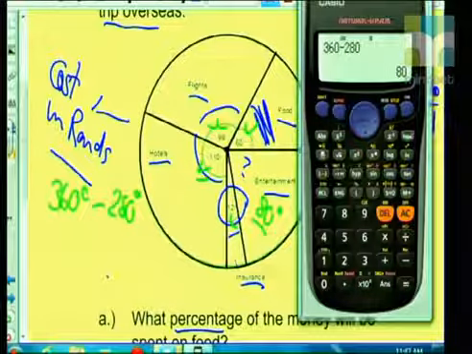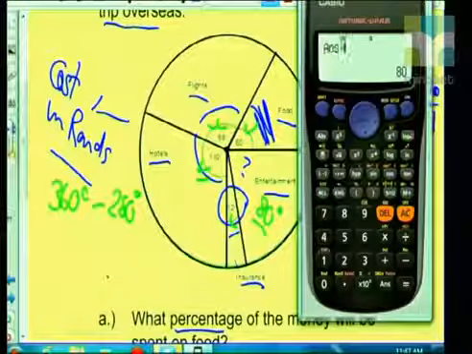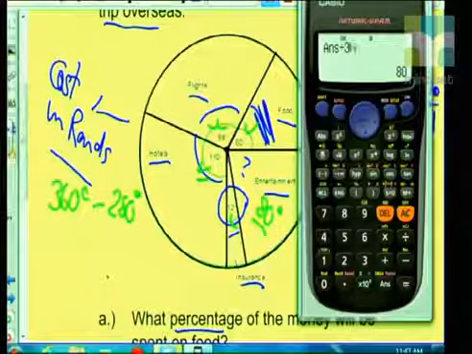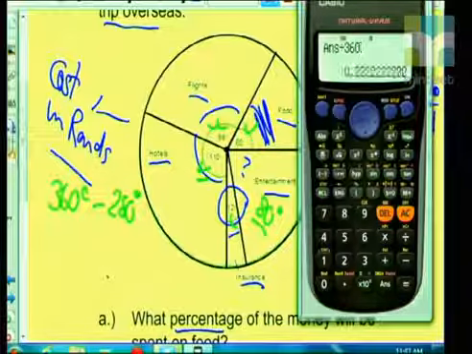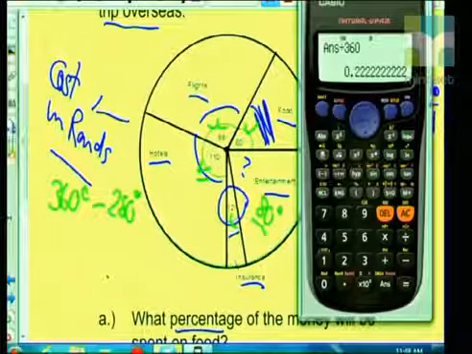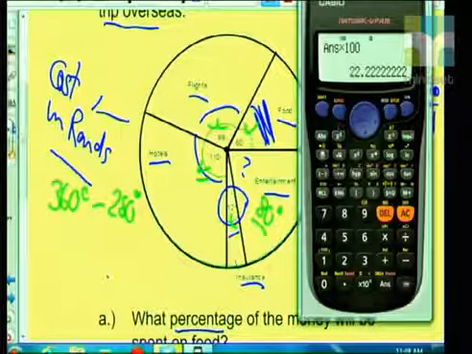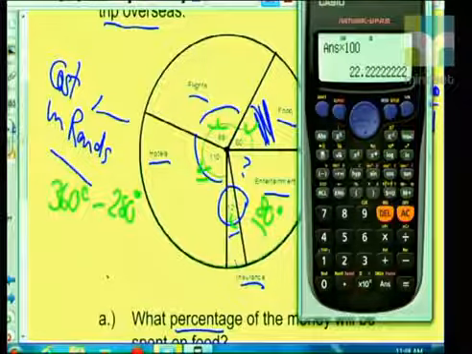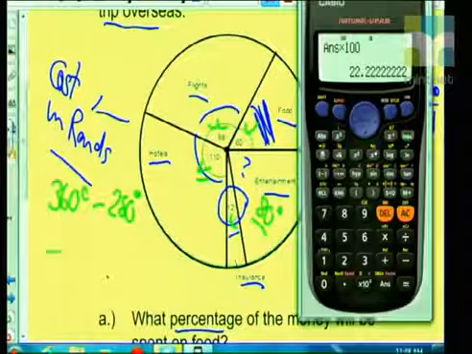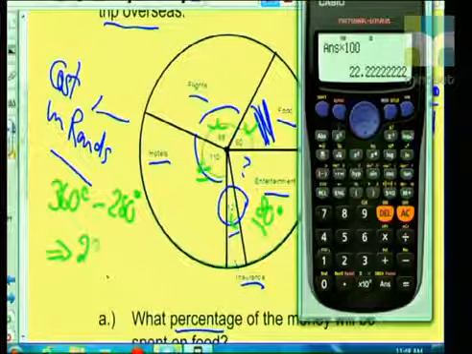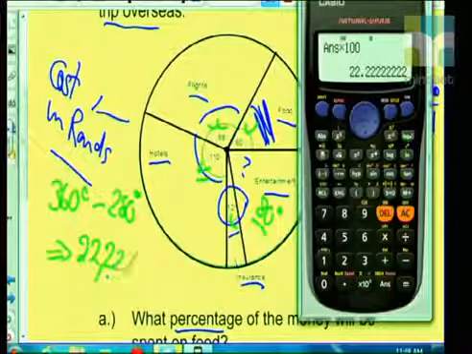Okay? Now, what percentage of the total is 80 degrees? Remember, we did something like that previously. We said 80 divided by 360, multiplied by 100 to give me the percentage, equals 22.22%. So I now know that entertainment is 22.22%. Very good.